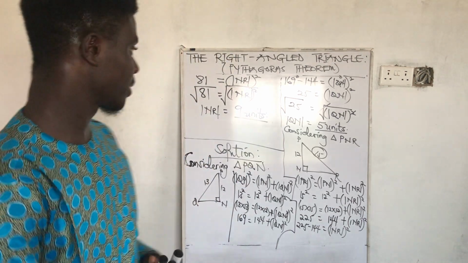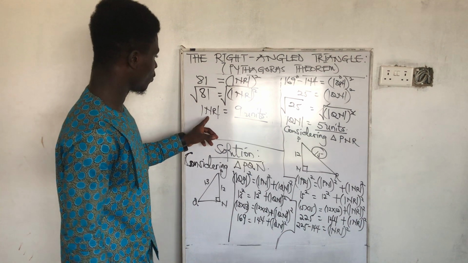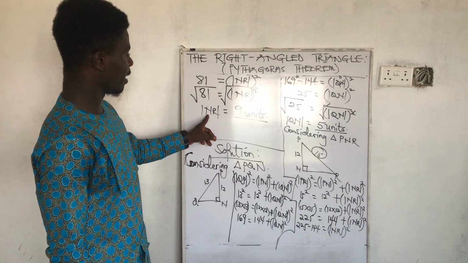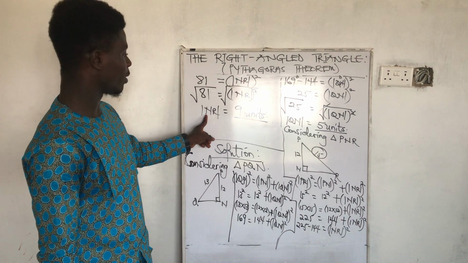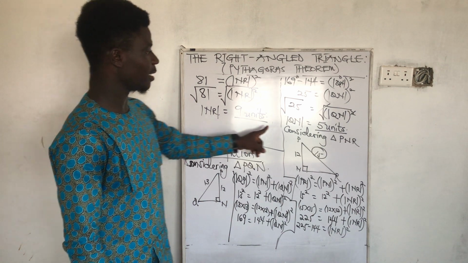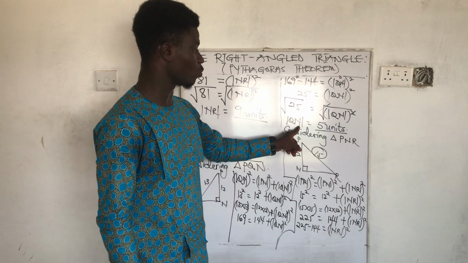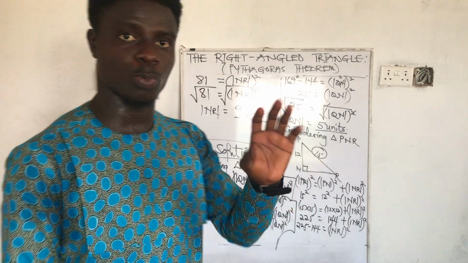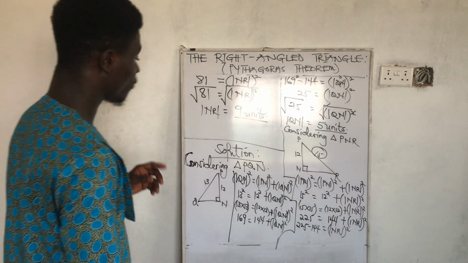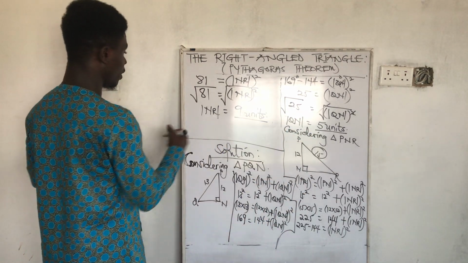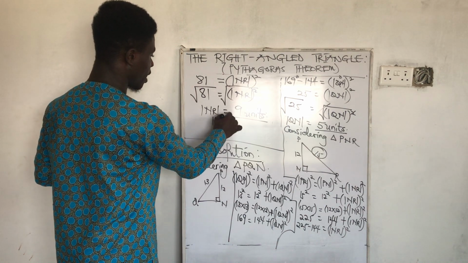9 units. So now there's the distance from point N to point R. Then there's the distance from point Q to point N. Now they said we should find the distance from point Q to point R.